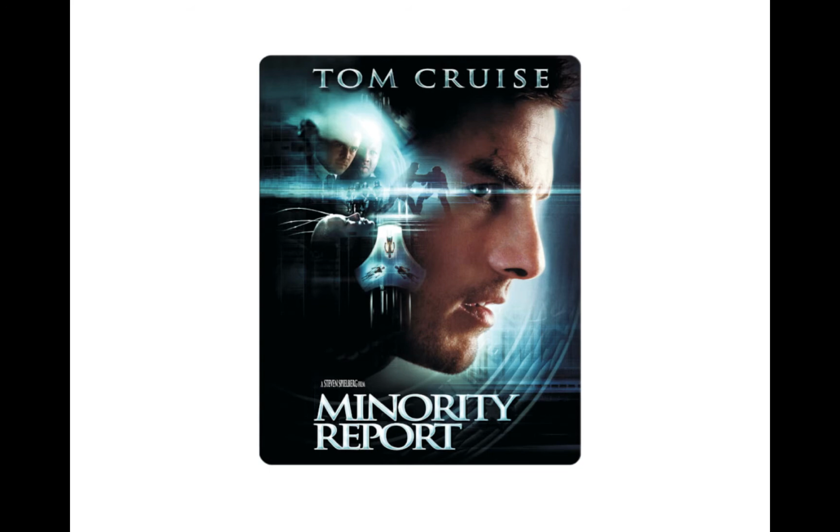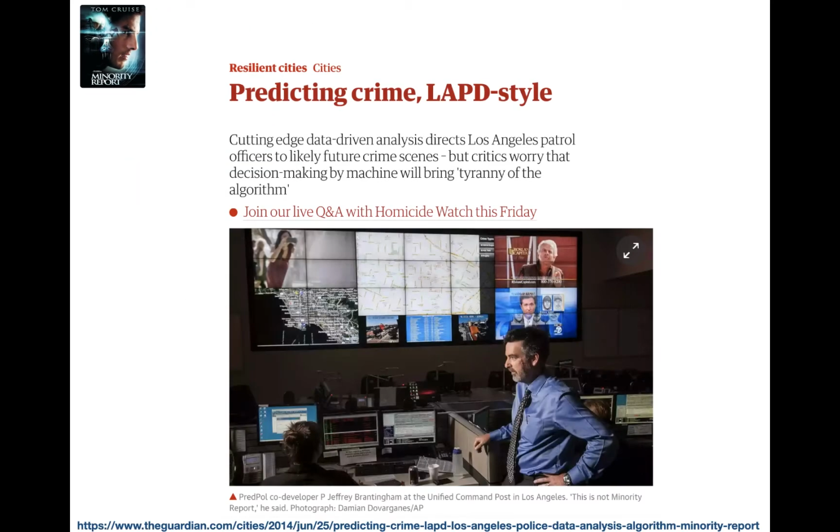Do you recall the plot of the movie Minority Report? The police no longer investigate crime. They show up at the location where the crime is going to take place and prevent it before it happens. Well, in Los Angeles today, police are using software to predict likely future crime scenes and deploy there. The creator of the software was quoted as saying, "This is not Minority Report." So, well, it's kind of close.